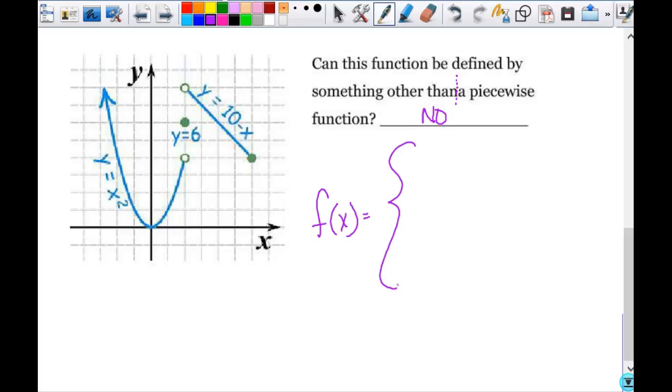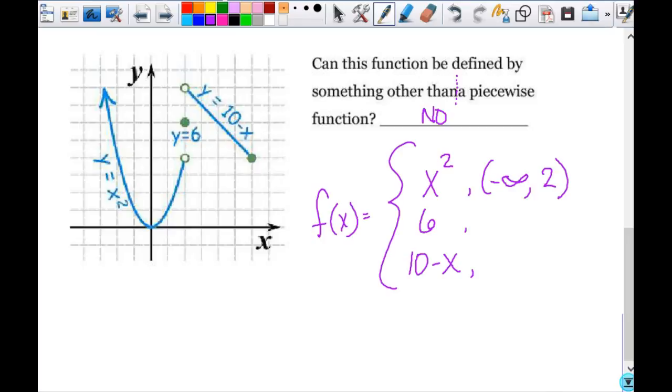So when we do that, we have 3 pieces. We have f of x equals x squared, 6, and 10 minus x. And remember, you don't rewrite the y in there or anything. Your equals is already there. The x squared, what's the domain for x squared? Negative infinity to 2. Do I include the 2? No, I do not. All right.